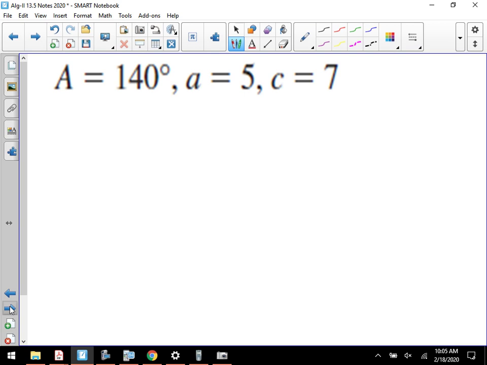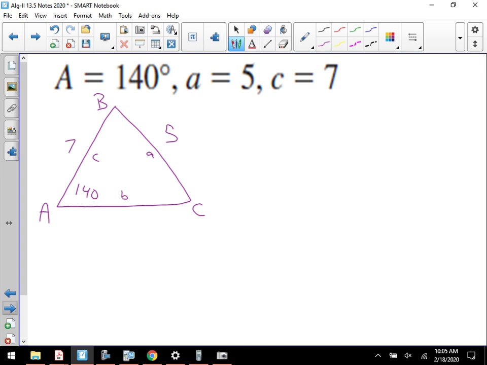Yep. So again, what's the first thing you're going to do? Draw it. Yeah, just draw a picture. A, B, and C. So angle A is 140, little a is 5, little c is 7. Why? Because it doesn't have to be a shorter length. It would have to be longer. Right. Okay. And then we go to the next problem. That's the idea.